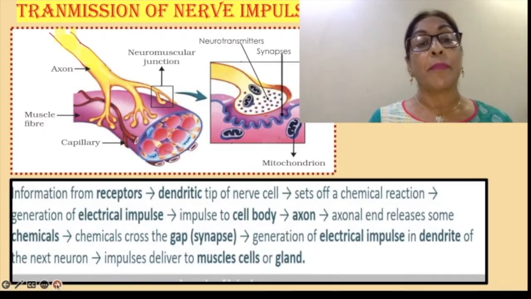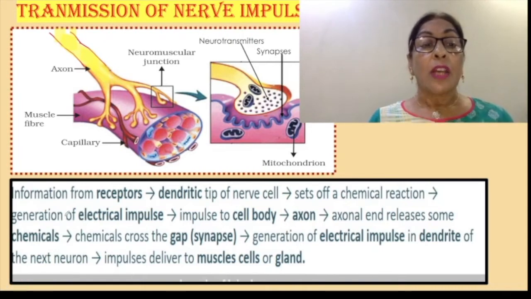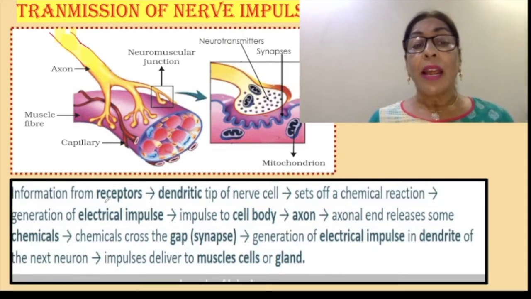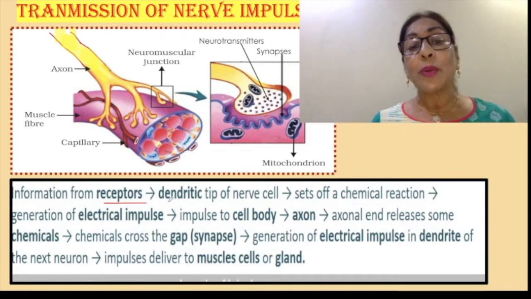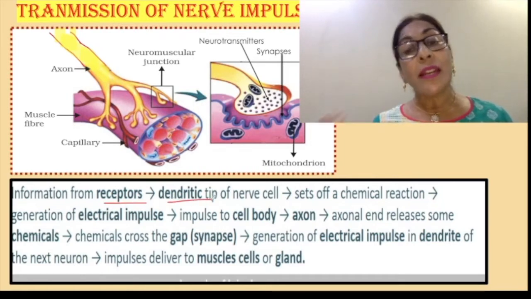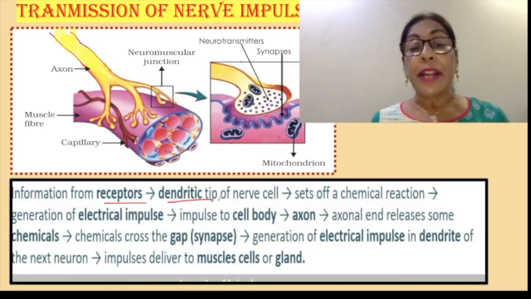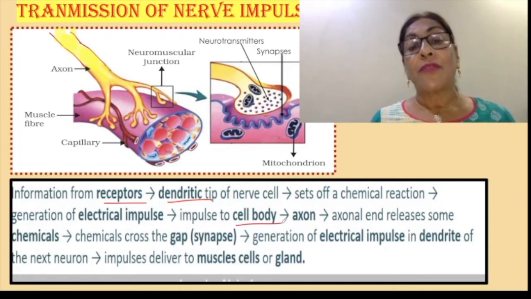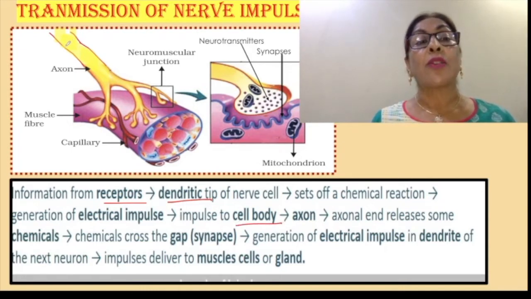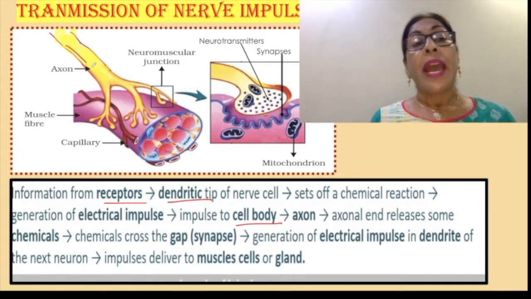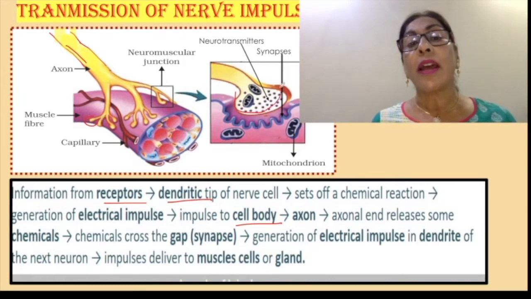Transmission of nerve impulse. How does this take place? So information from the receptor is sent to the dendrite tips of the nerve cell. Then there is a set of chemical reactions, then electrical impulses are generated, and these electrical impulses are sent to the cell body, and from the cell body to the axon. This is the axon, and it ends at the axonal end. Axonal ends are bulb-like. These bulb-like structures are called axonal ends.